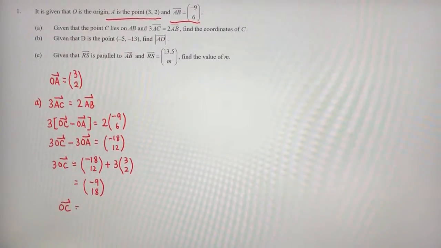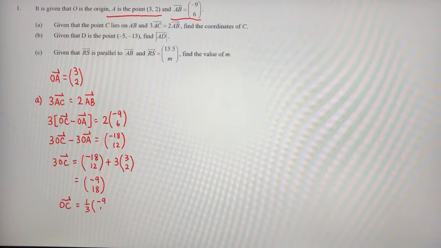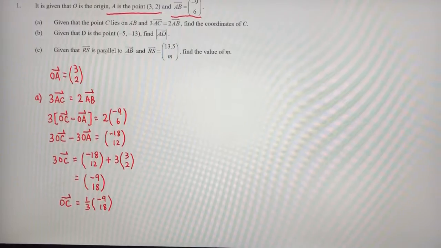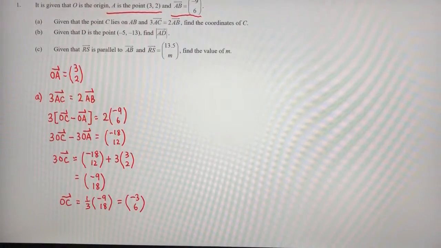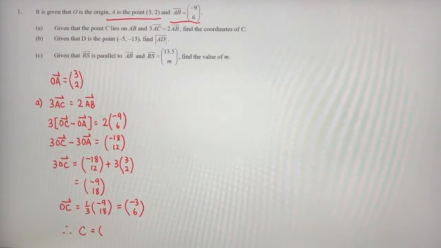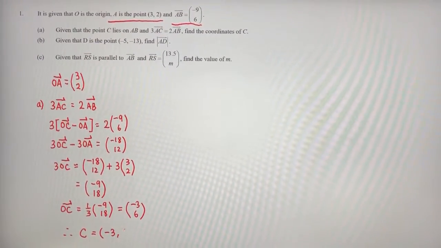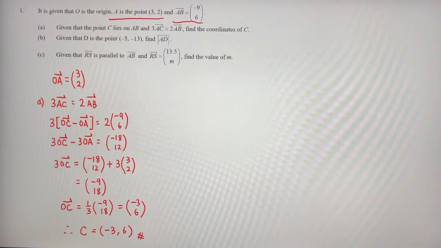So since 3 times vector OC equals (-9, 18), therefore OC will be equal to 1/3 of (-9, 18), and that gives us (-3, 6). And with that, we can conclude that the coordinate of point C is (-3, 6). And that ends the first part.